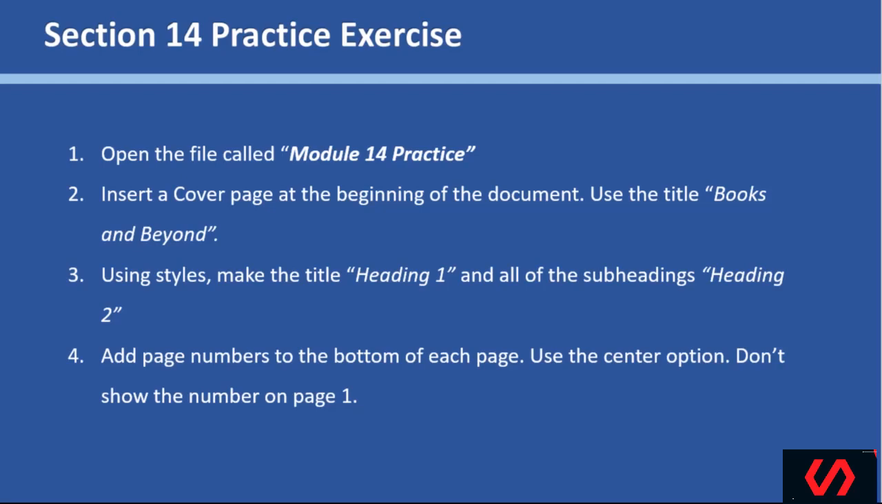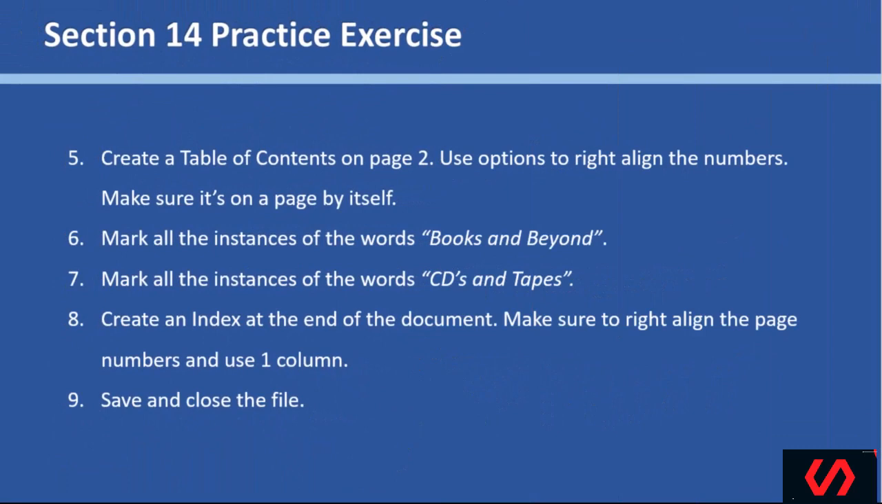I'd like you to insert a cover page at the beginning of the document and use the title Books and Beyond. Now, using styles, I'd like you to make the title heading 1 and all of the subheadings in the document heading 2. I'd also like you to add page numbers to the bottom of each page. I want you to use the center option, but I don't want you to show the number on page 1. What I would then like you to do is create a table of contents on page 2, and use the table of contents options to right align the numbers. You must make sure that that table of contents is on a page all by itself with no additional text.